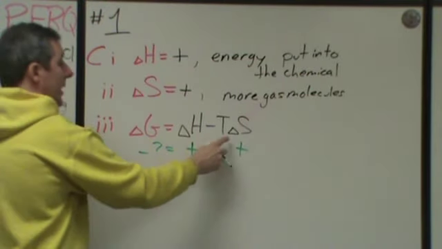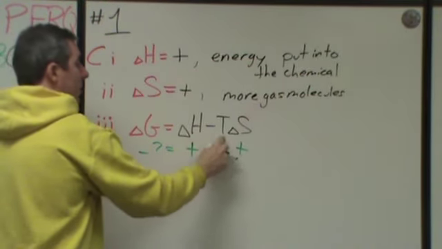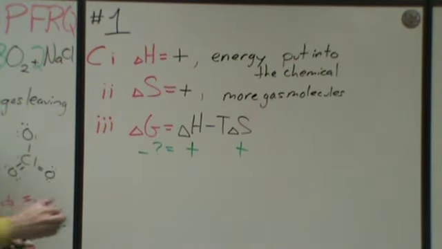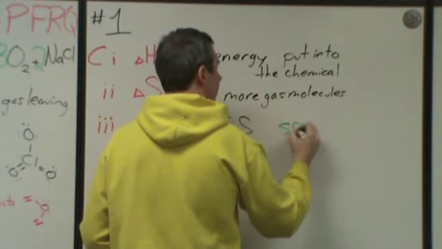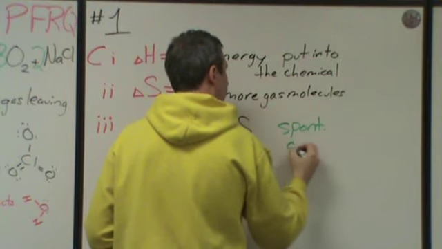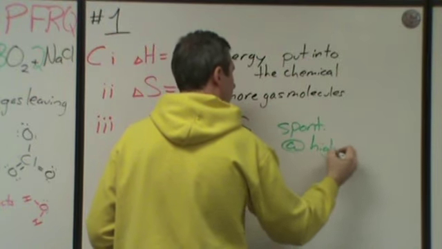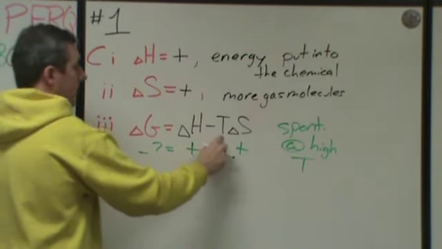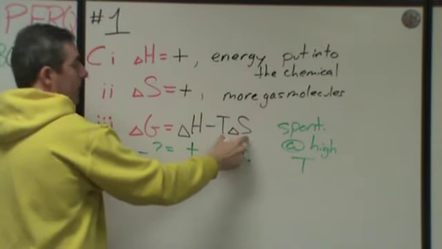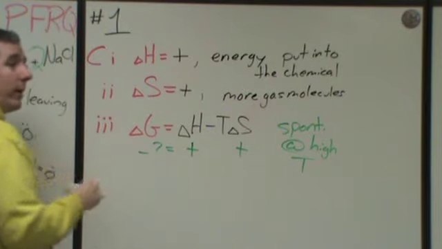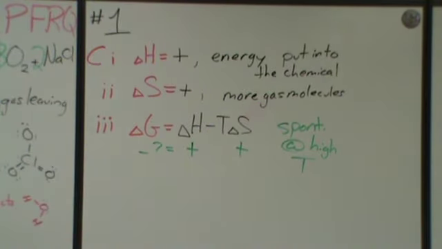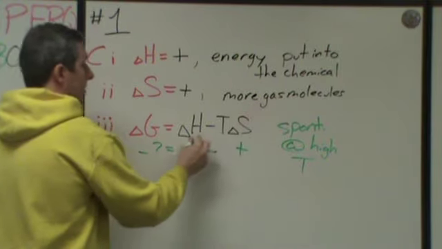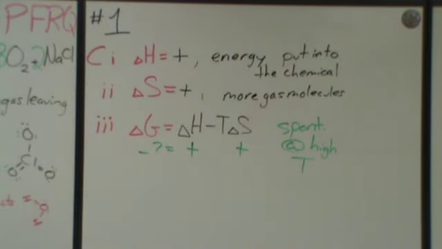Okay. Well, it's going to be spontaneous when this delta S is multiplied by a greater factor. So this will be spontaneous at high temperatures. Okay. At high temperatures, I'm multiplying a large number times a positive value. So I'm going to subtract a greater and greater quantity to get a more and more negative delta G. At low temperatures, this might not compete as much with the delta H, and therefore delta H is going to dominate, and that's going to be non-spontaneous.